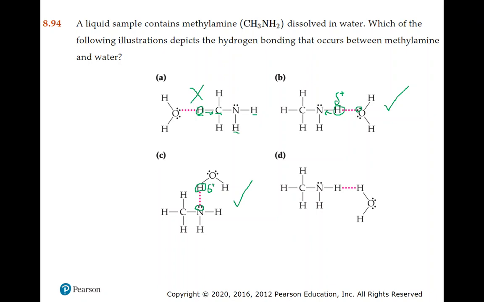Finally, if we look at part D, our interaction is shown between two hydrogens. And remember, a hydrogen bonding intermolecular interaction needs to take place between a hydrogen on one end, but also a lone pair on the other end. So these are actually both partially positive because both of these hydrogens are attached directly to very electronegative elements. So this is actually not a very favorable interaction at all. So this is not a hydrogen bonding interaction.